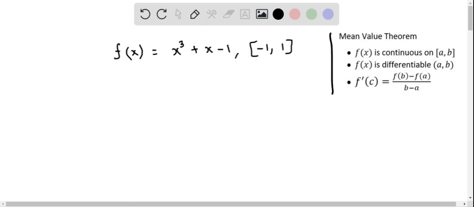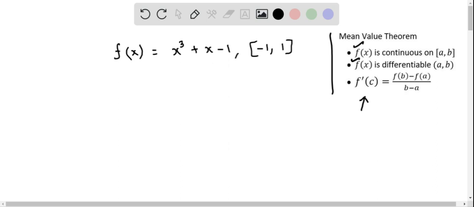So here I have outlined the mean value theorem, and it says that if f of x is continuous on the closed interval a comma b, and f of x is differentiable on the open interval a comma b, then f prime of c equals f of b minus f of a over b minus a. So let's check the conditions for the mean value theorem. These are the two conditions that we have to check. That is, f of x has to be continuous on the closed interval -1 comma 1, and it should be differentiable on the open interval -1 comma 1.